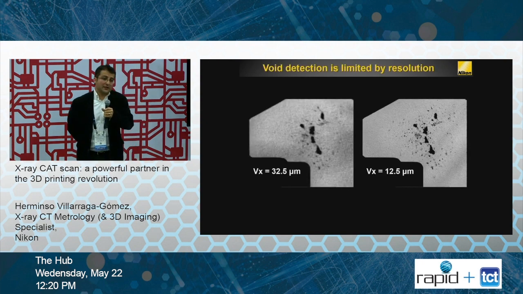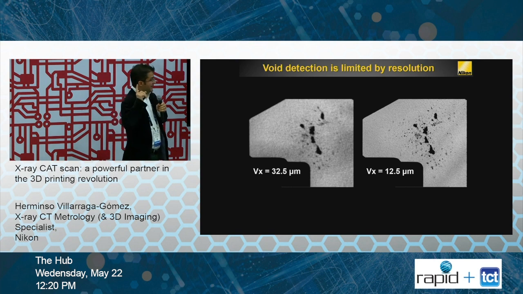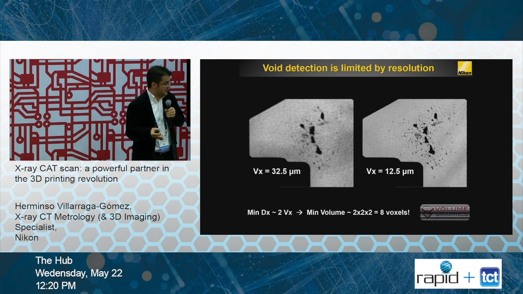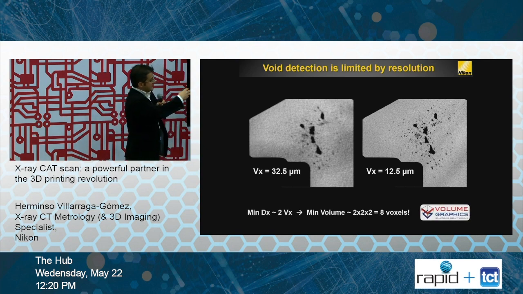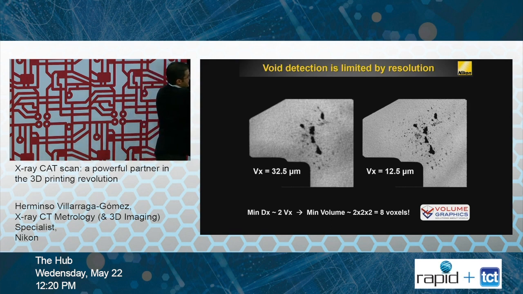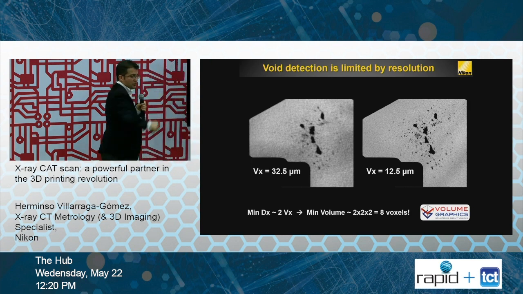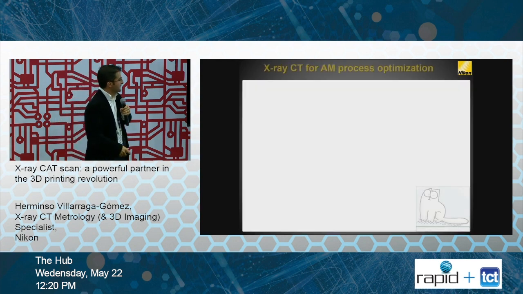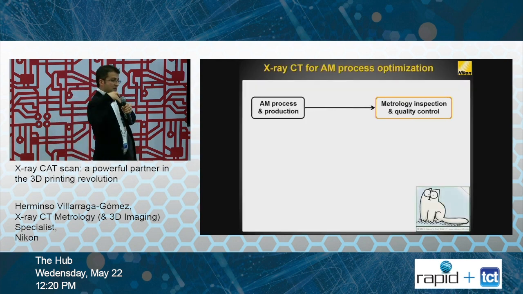Now, when you check for porosity, one thing that is very important is the resolution of the scan. So I have the same part scanned with a voxel size of 32 micrometers and one with just 12. And you see that improving the resolution not only allows you to see the voids, you see the voids here, but you see them better. And not only that, you start seeing more pores popping up that you were not able to see before.